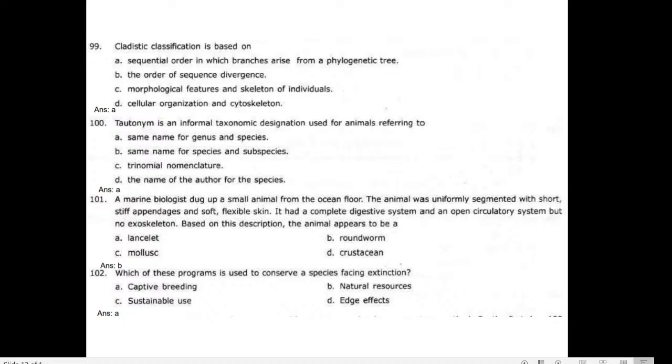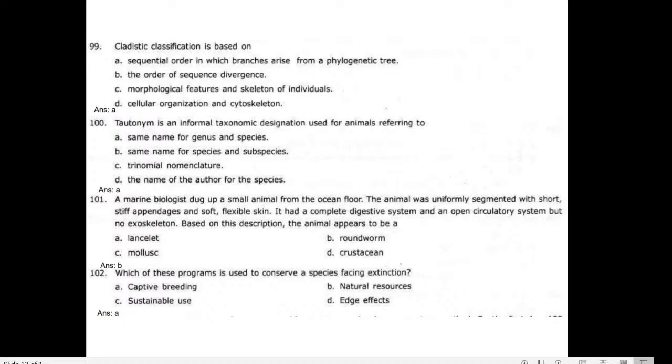Just imagine this statement. Imagine a marine biologist taking a small animal from the ocean floor, present on the floor. The animal is uniformly segmented, meaning there is no uneven segmentation from head to tail. It has short, stiff appendages, and its external surface is soft, flexible skin, which is a moving one.